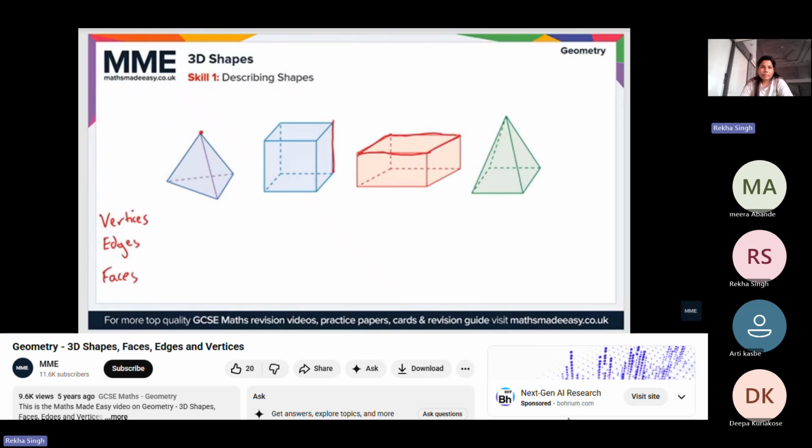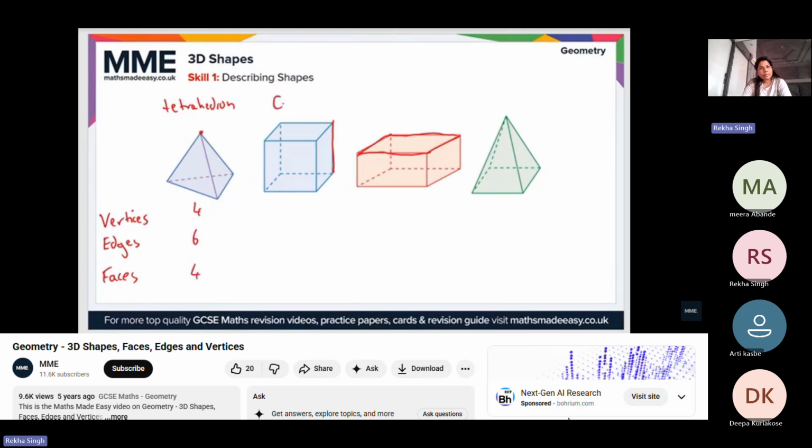Okay, so let's go through each of these shapes one by one and just go through each of these properties. So the first shape is known as a tetrahedron. So a tetrahedron is a specific type of pyramid where all the faces are equilateral triangles. The number of vertices is 4, the number of edges is 6, and the number of faces is 4.